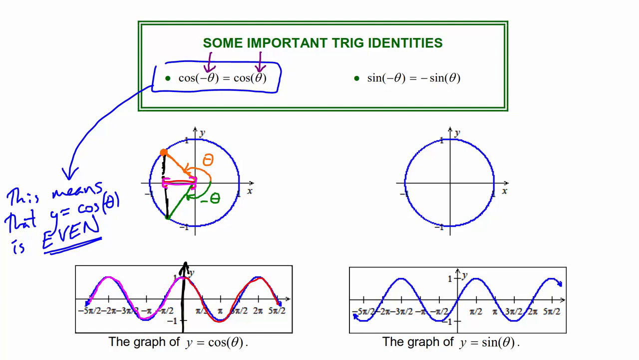And then we can look at the sine identity. The sine identity also involves an angle opposite of theta and the angle theta. So let's go ahead and construct situations where we have those two angles.